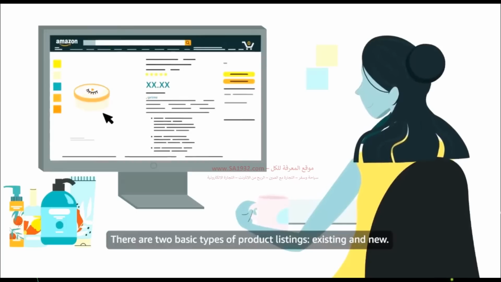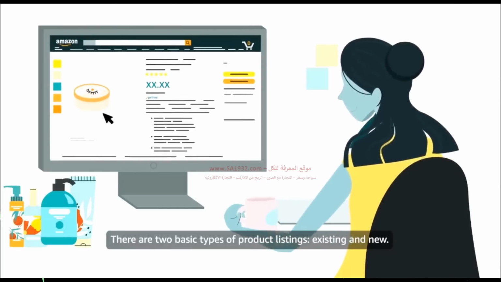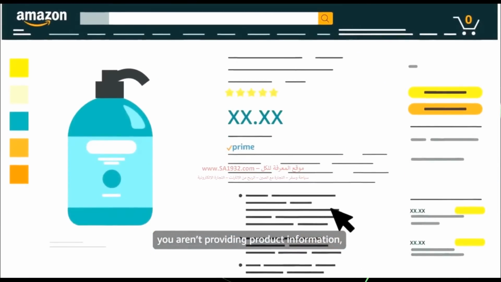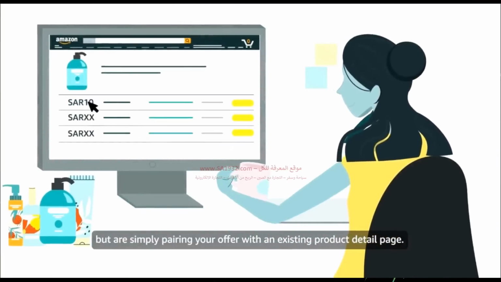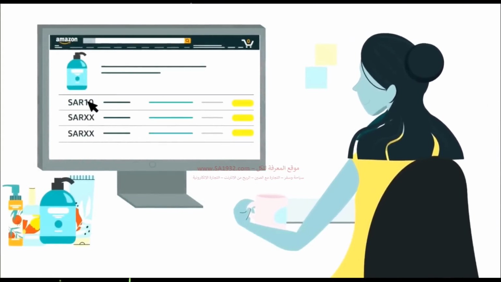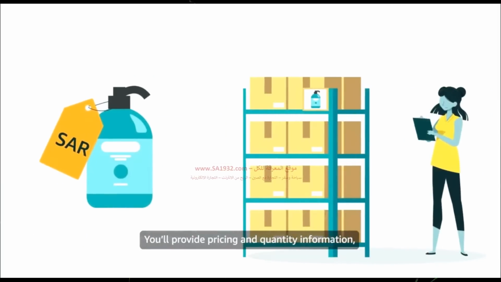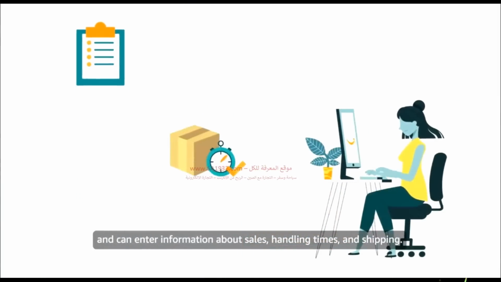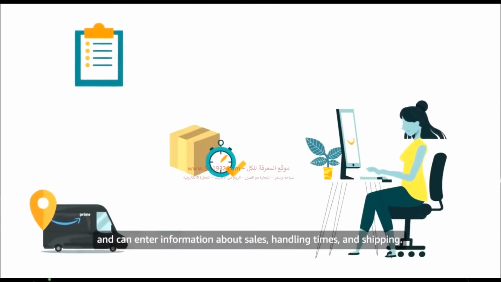There are two basic types of product listings: existing and new. When you match an existing product listing, you aren't providing product information, but are simply pairing your offer with an existing product detail page. You'll provide pricing and quantity information and can enter information about sales, handling times, and shipping.